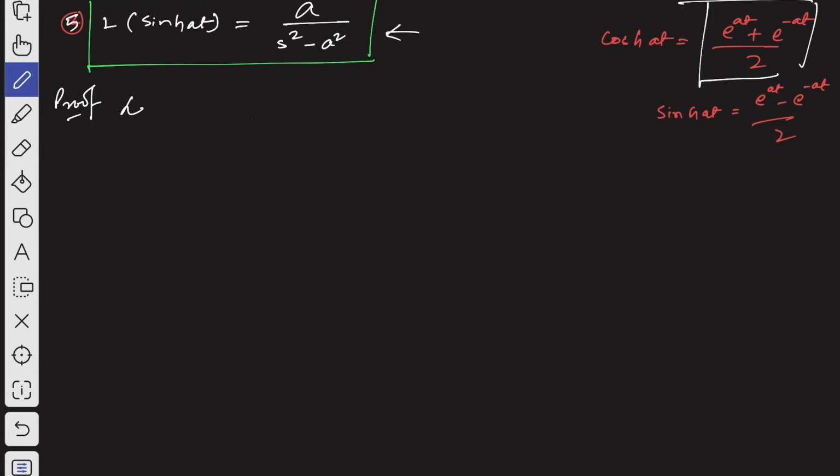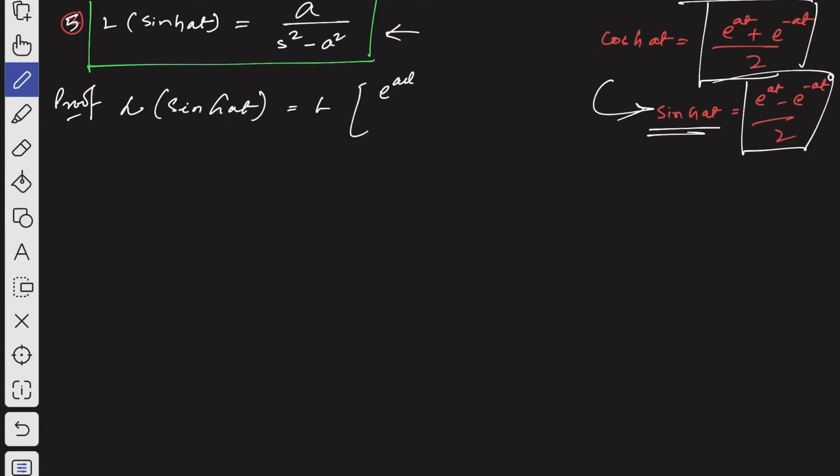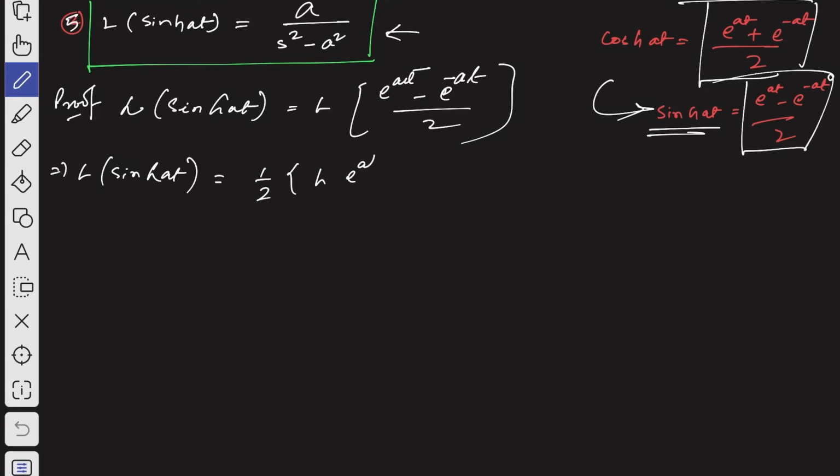Now let me show you how to prove this. Laplace transformation of sine hyperbolic at. Let us apply this formula. Sine hyperbolic at is this. Let us put this result. If you put this result, then what you will get? Laplace transformation of e to the power at minus e to the power minus at, divided by 2. So we can write Laplace transformation of sine hyperbolic at equals half Laplace transformation of e to the power at minus Laplace transformation of e to the power minus at.